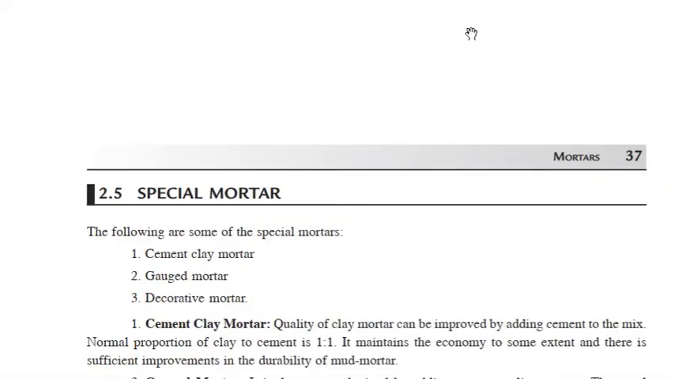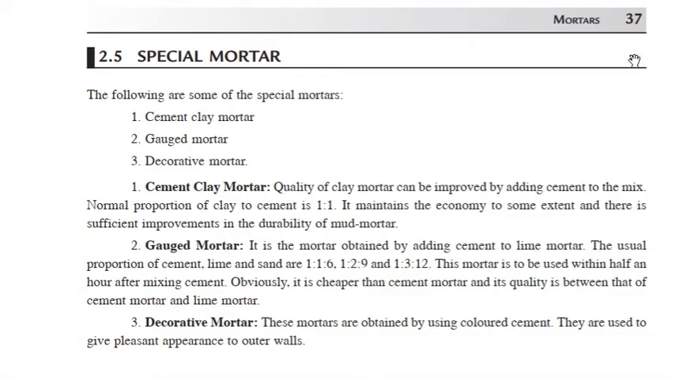Mortars. 2.5 Special mortar. The following are some of the special mortars: 1. Cement clay mortar, 2. Gauged mortar, 3. Decorative mortar. 1. Cement clay mortar. The quality of clay mortar can be improved by adding cement to the mix. The normal proportion of clay to cement is 1:1. It maintains the economy to some extent and there is sufficient improvement in the durability of mud mortar.